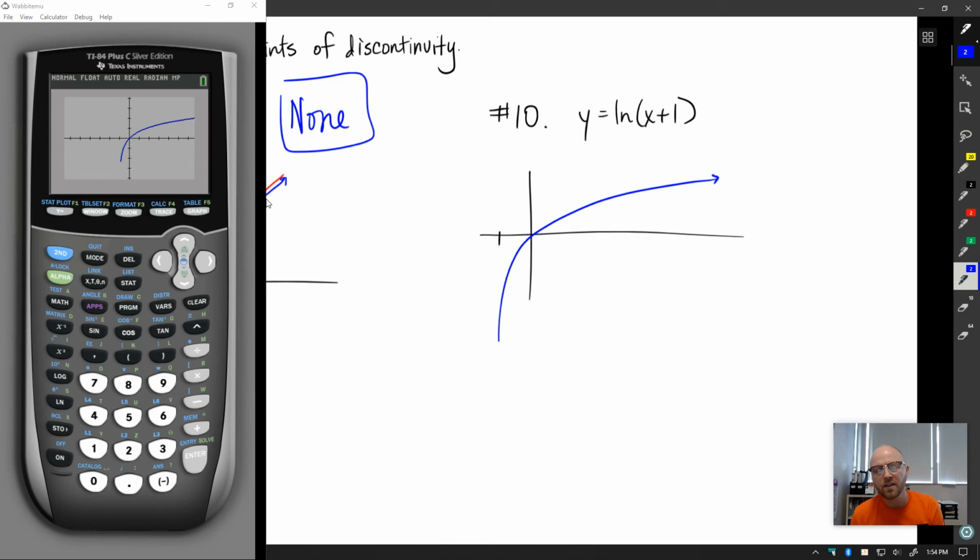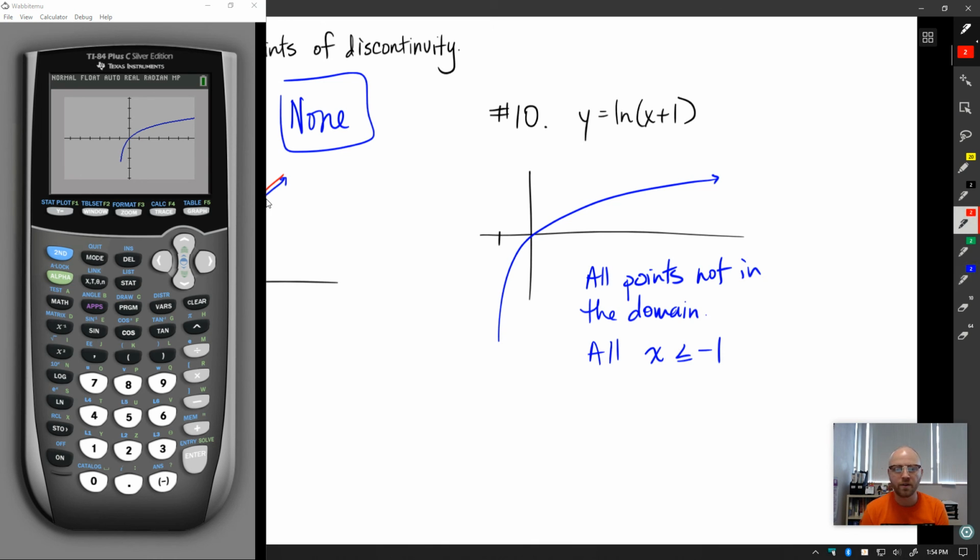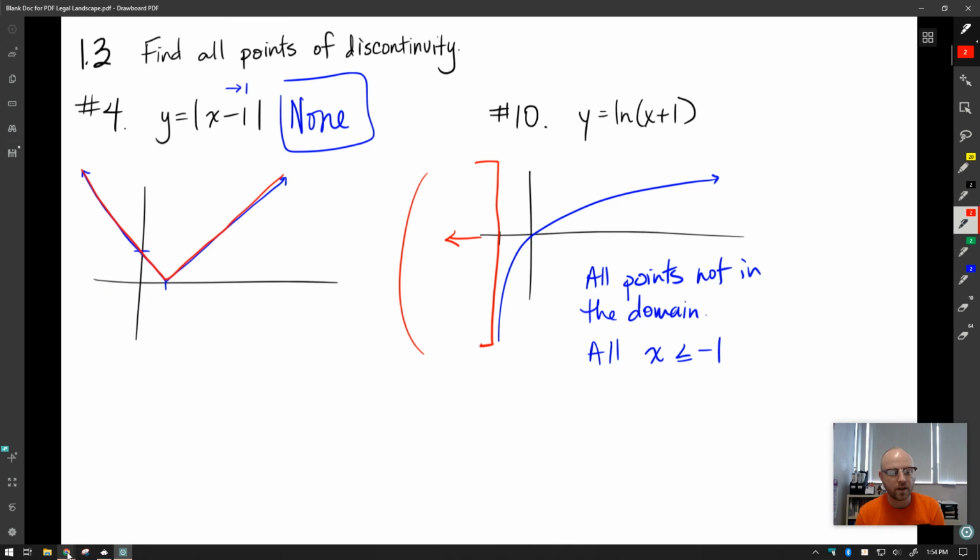So where are there discontinuities? Essentially, the discontinuities are everywhere that's not in the domain. So all points not in the domain. And if we want to be more specific, we're going to say all x that are less than or equal to -1, which will include then everything from here on back to -infinity. And that is the answer to 4 and 10.